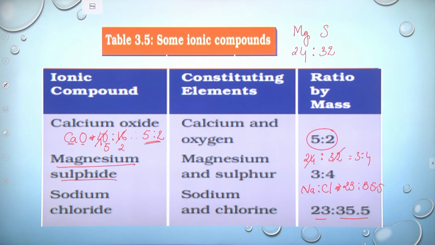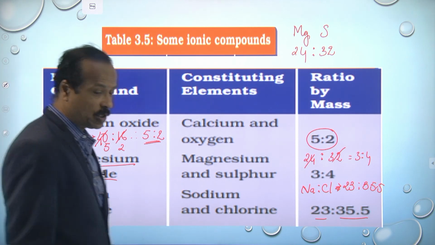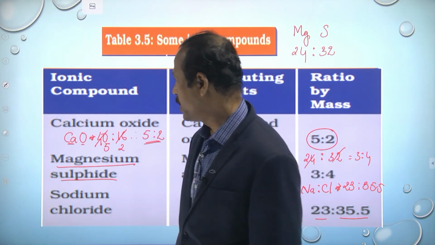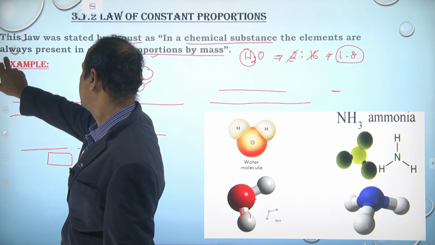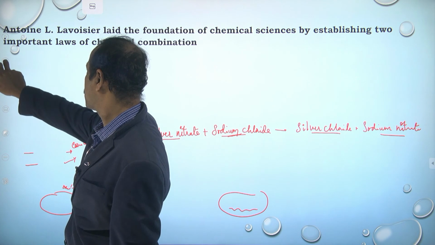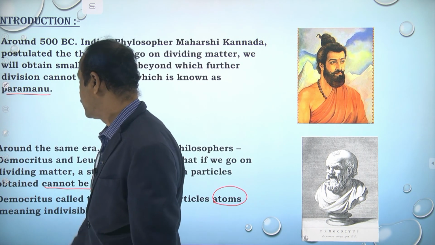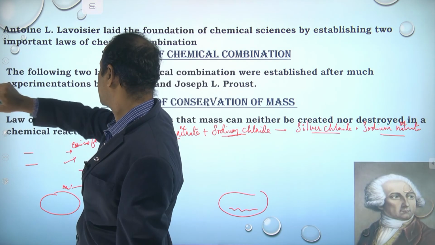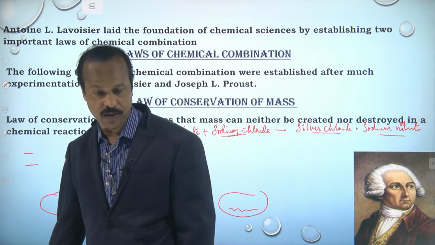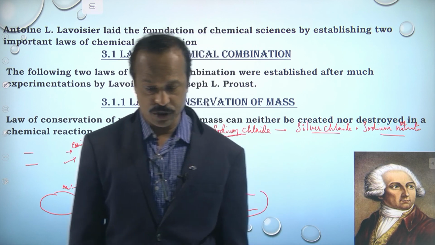Okay then, with this we stop today. So today what have we learned? Revise it once after your classes. We learned what an atom is, and then we learned about the law of conservation of mass and the law of definite proportions.